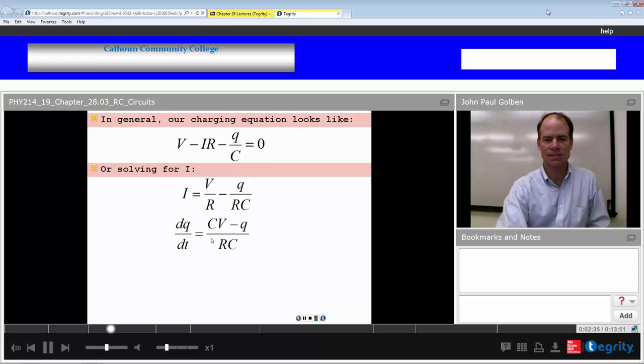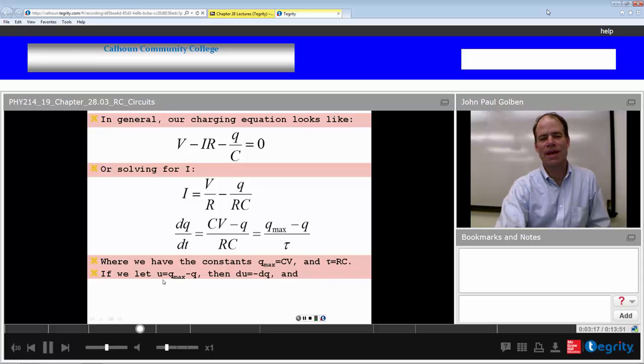So I could write this as dQ/dt, and then finding a common denominator for the two fractions on the right, multiplying the first fraction by C over C, I have (CV minus Q) over a common denominator RC. CV is just the maximum charge, so I'm going to make that substitution. I'm also going to call RC a different constant, tau, for reasons to be explained soon. So we have dQ/dt equals (Q max minus Q) divided by tau.